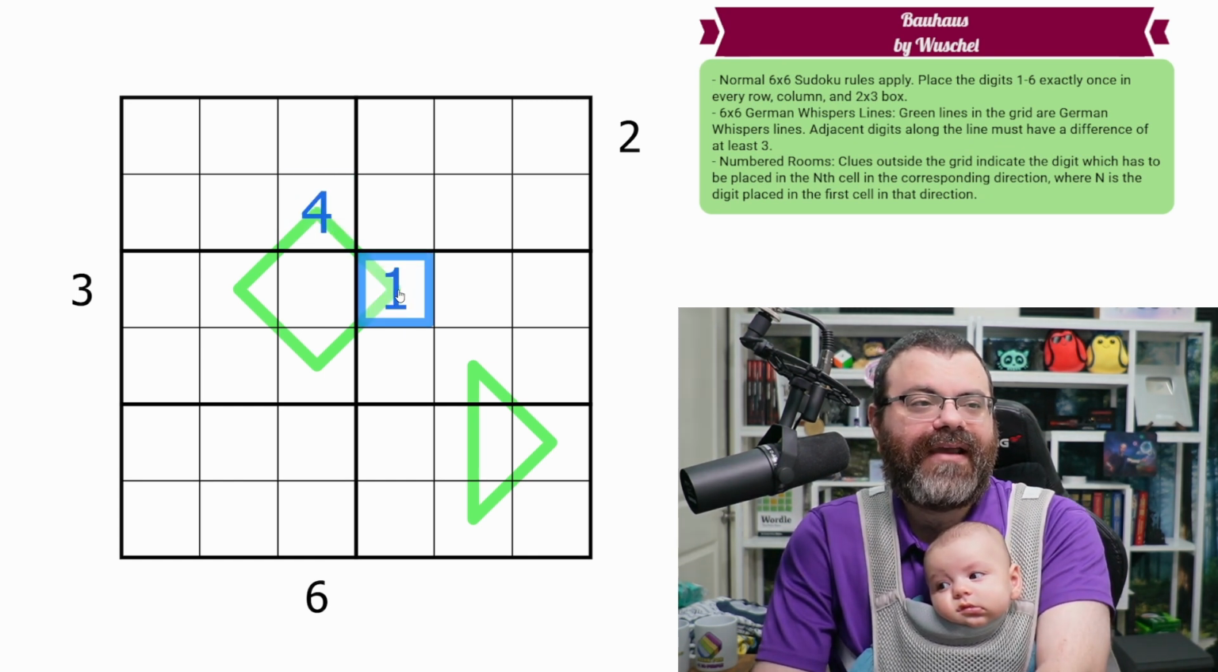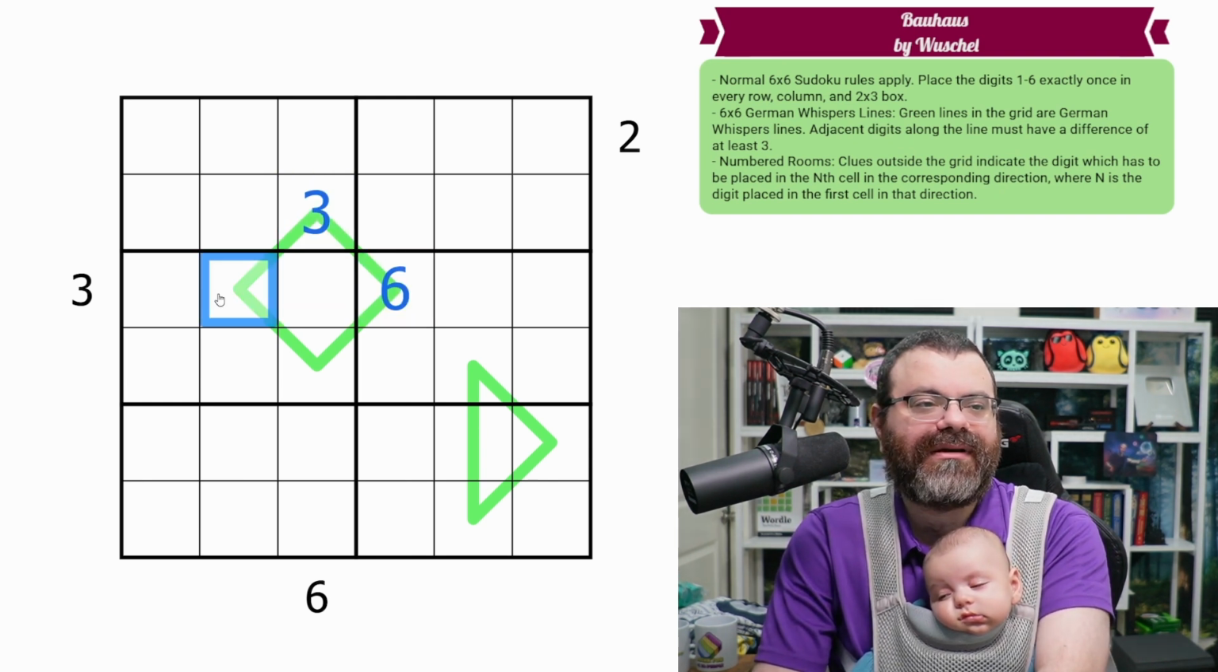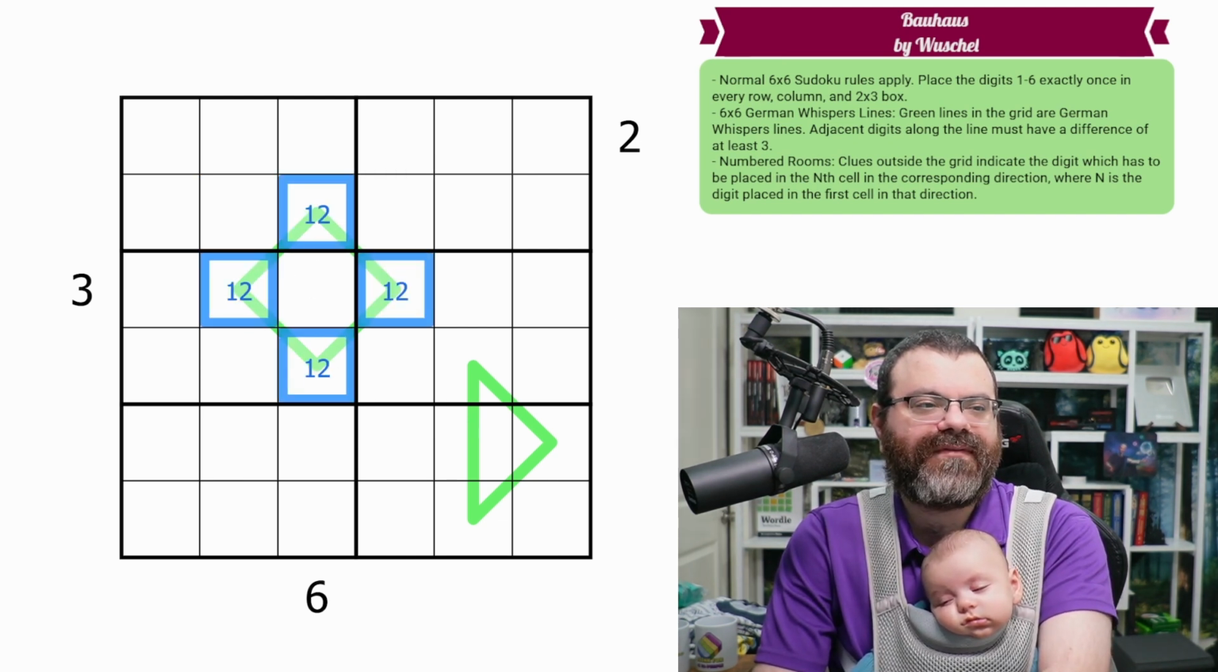Only 1. And that's actually a problem for every cell on this German whisper line, because a 4 here would put double 1 in the same row. A 3 would put double 6 in the same row. And that's going to be true no matter what. You're going to end up with a double something in the same column. So these are only from 1, 2, 5, 6.